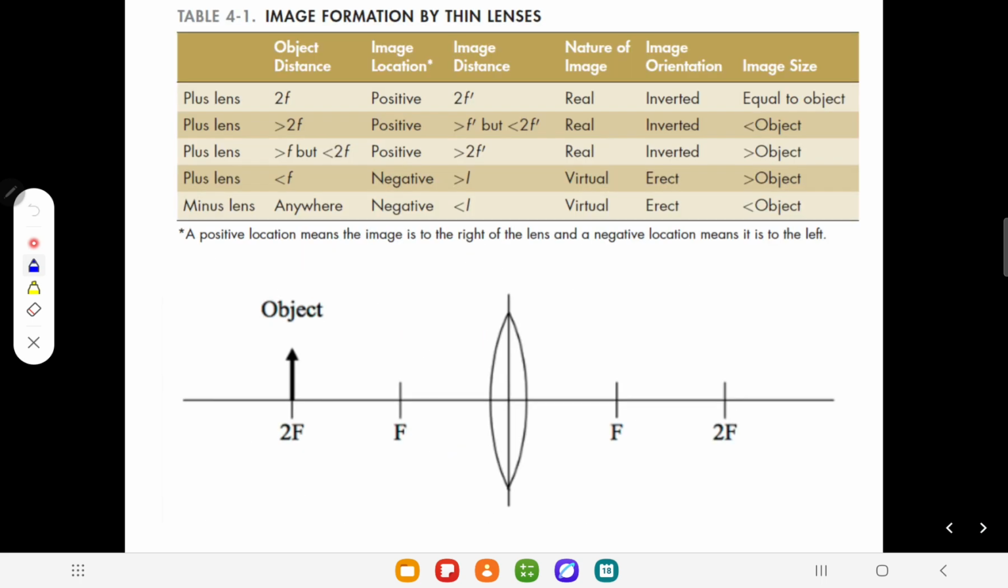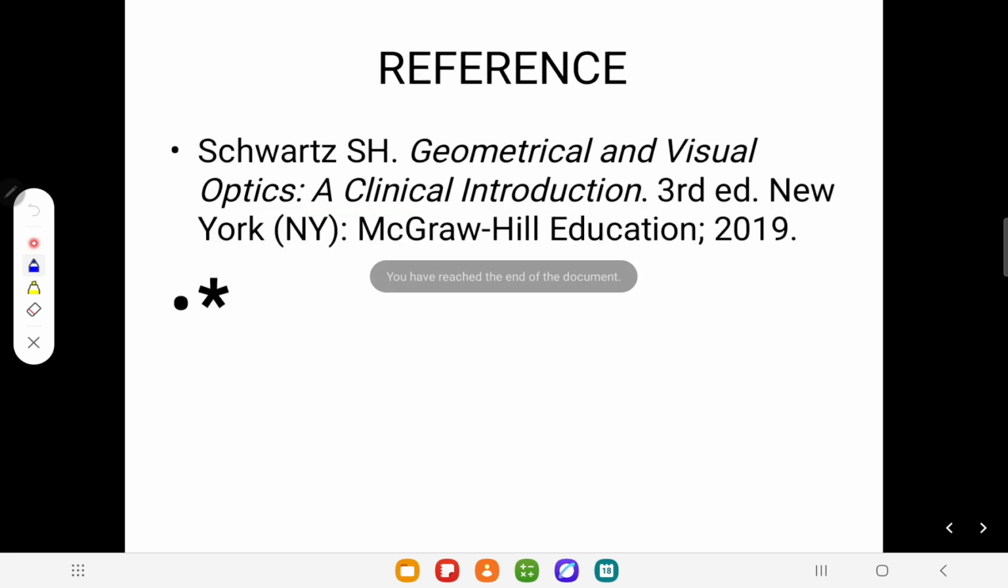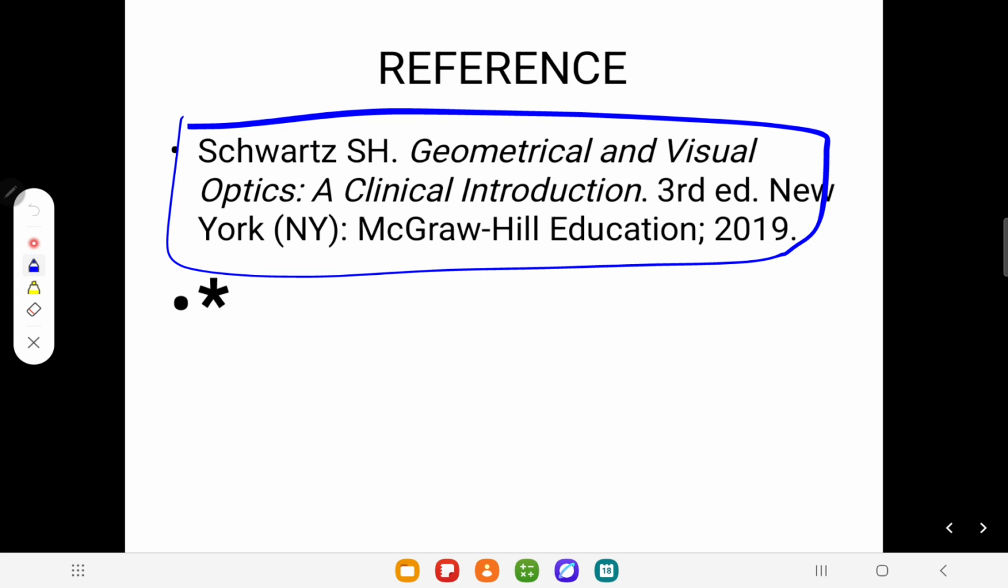That's why I've been talking for the last 17 minutes. You have to understand how the image changes when the object location changes with regard to 2F and F, and that's a very important point to understand. Okay, so I think this is my reference, and pictures are taken from other references too that I have mentioned on the slides. So I hope it will help you.